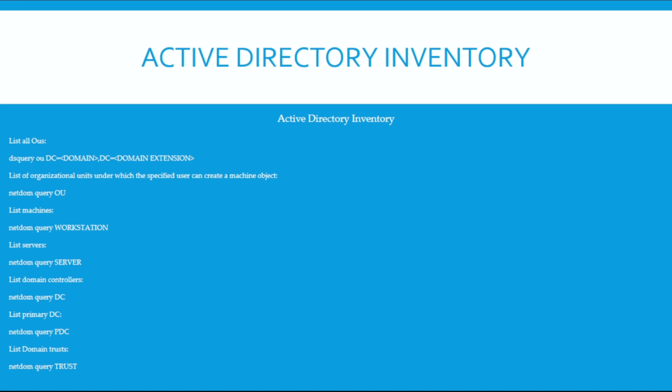We will be continuing the series exploring the Blue Team Field Manual. In the last video, we dove into user activity. In this video, we'll be getting into Active Directory inventory. So without further ado, let's get it.